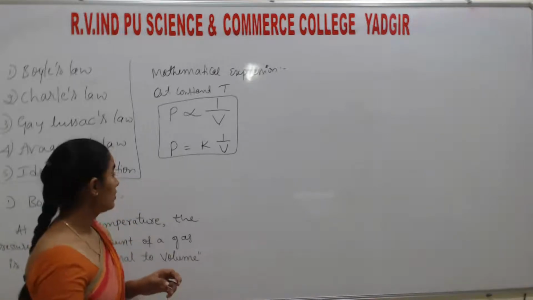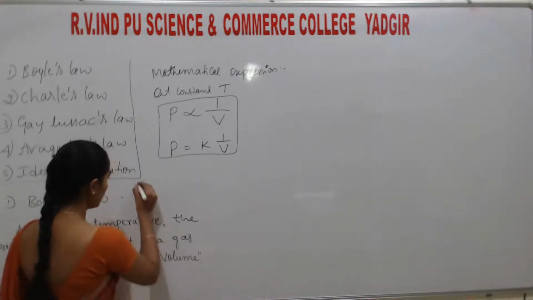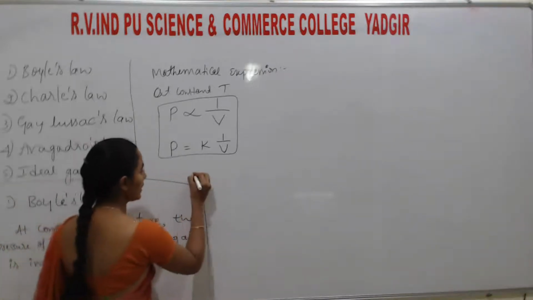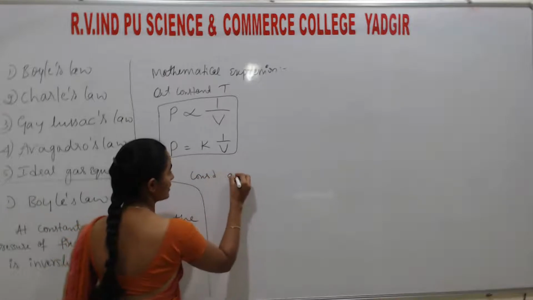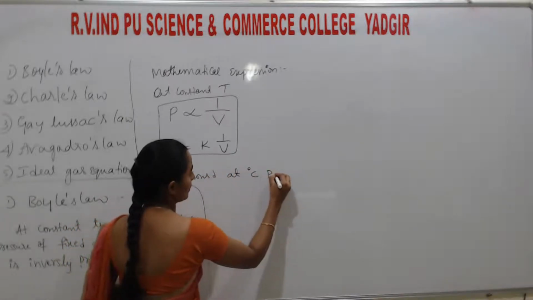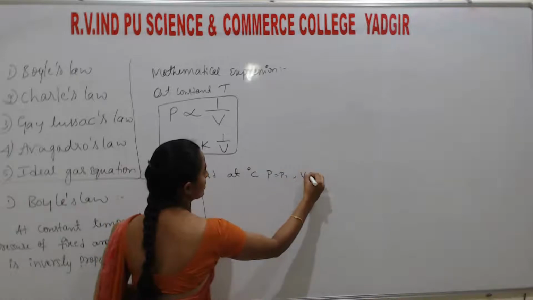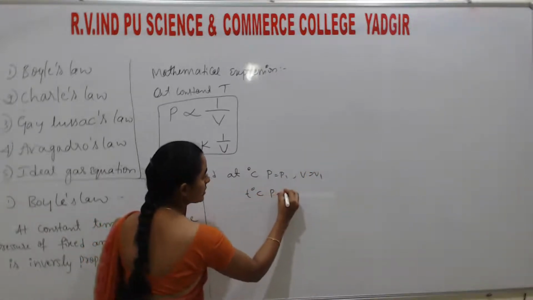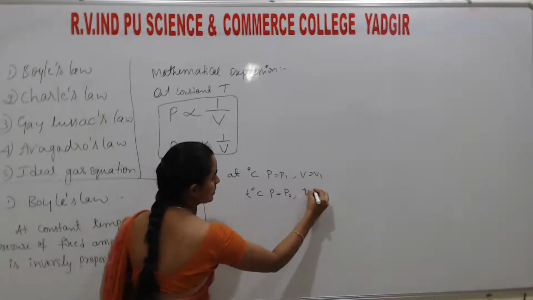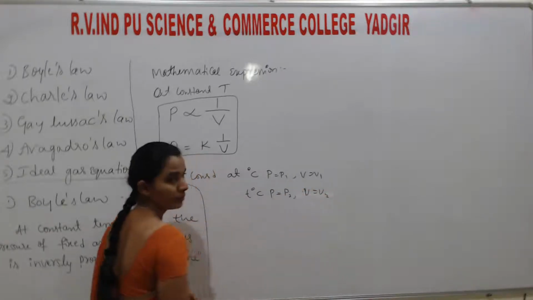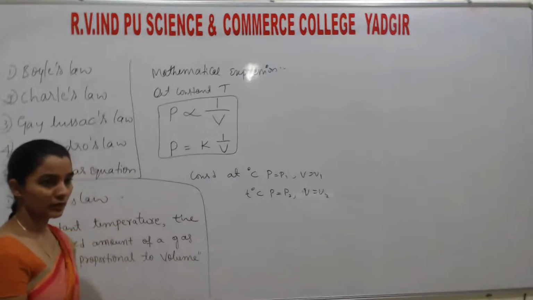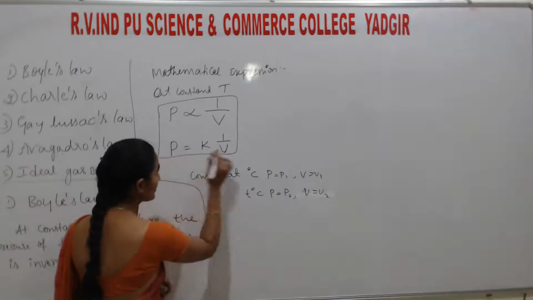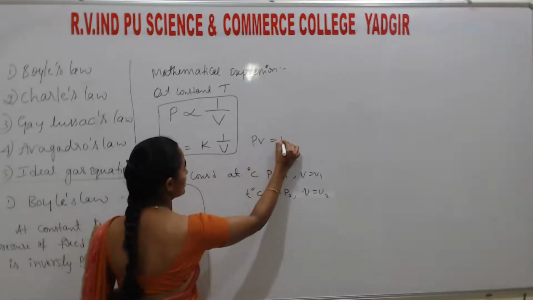Okay? So if two or more temperatures are there, two or more different volumes are there. Consider at 0 degrees Celsius, P is equal to P1, V is equal to V1. Under T degrees Celsius, P is equal to P2, V is equal to V2. Correct? And both are equal to what? K. Because if you cross multiply these, you get PV is equal to K.